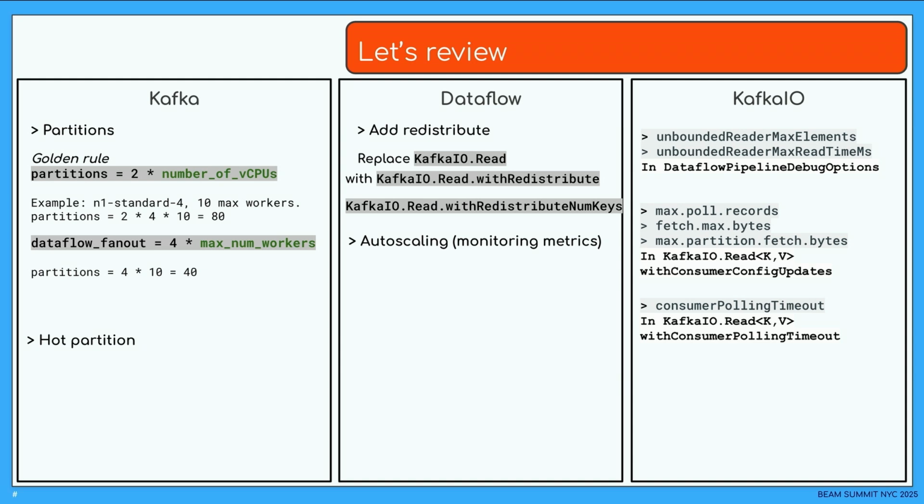The last place is at Kafka IO itself. Increase the number of bundles that Dataflow is going to use, increase the amount of data that's going to be pulled, reduce the number of requests, and increase polling timeout to smooth out any delay in the network. This is everything I wanted to show you today.